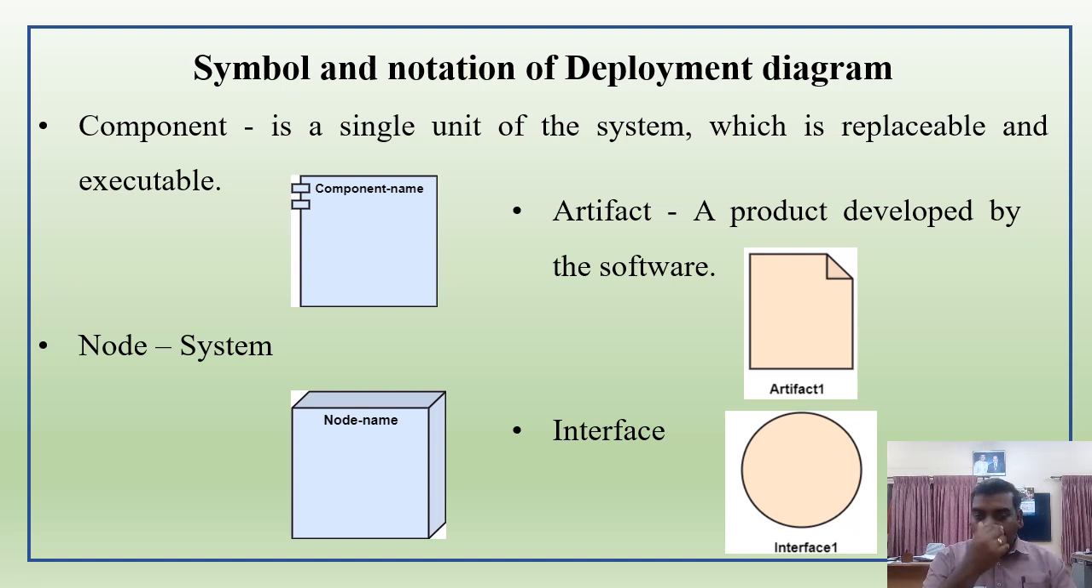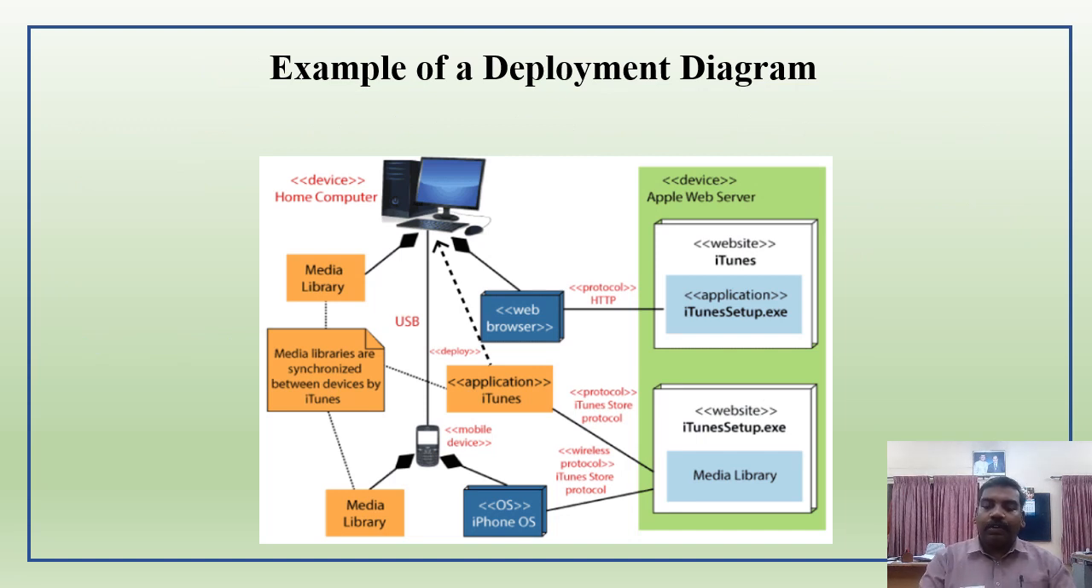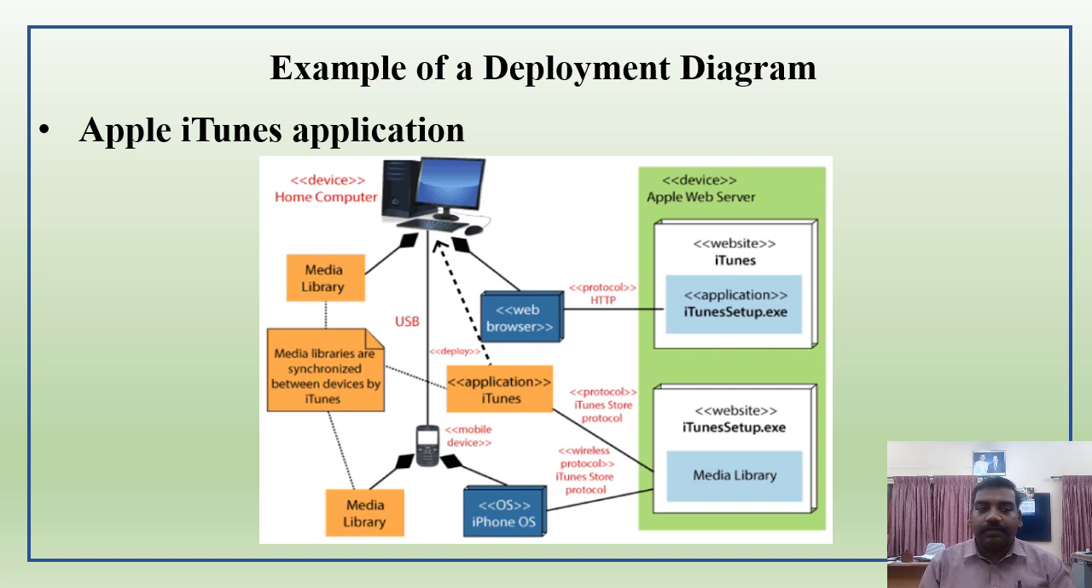Similar to the previous component diagram, we'll go for a real-time example. This example talks about the application iTunes, the Apple iTunes application. Some of you will have your Apple mobile phone. You'll have iTunes, with a separate server maintained to update your song list. You can download it, you can upload it, and so on.